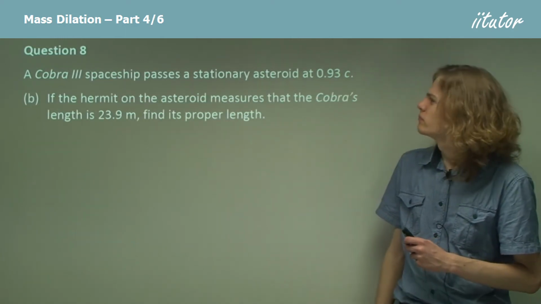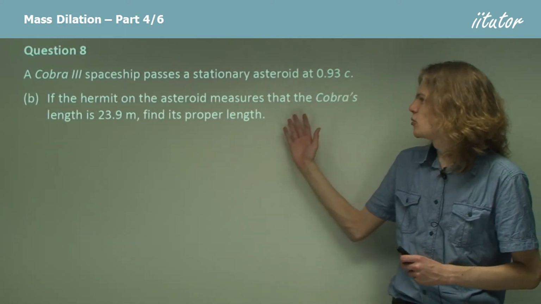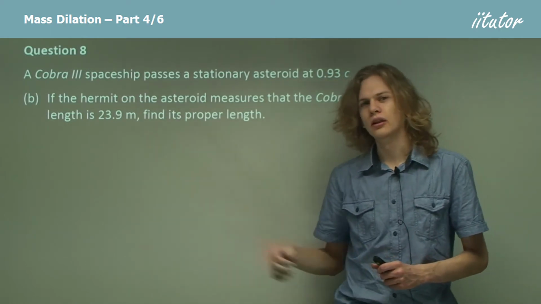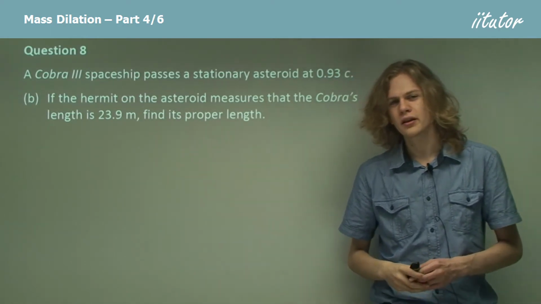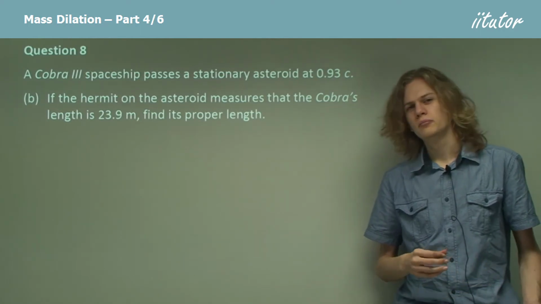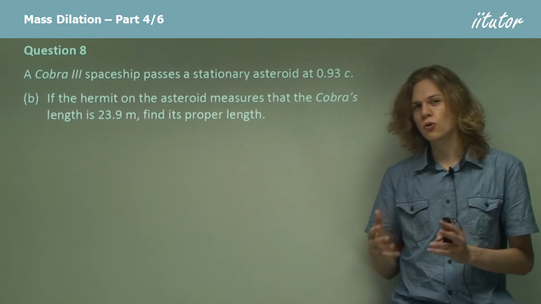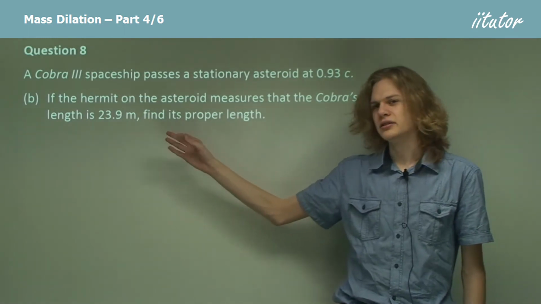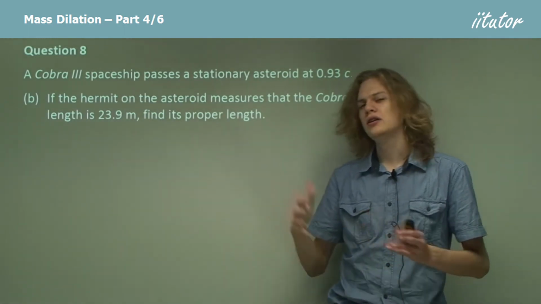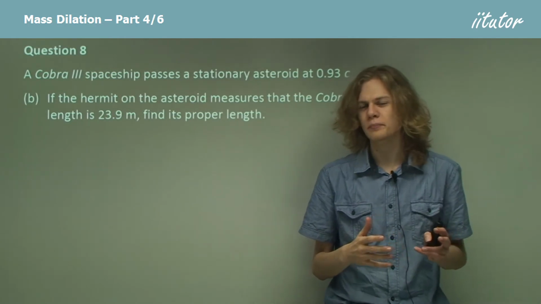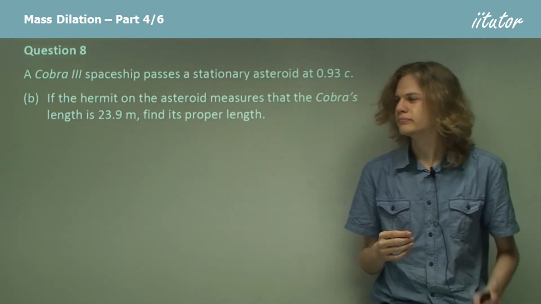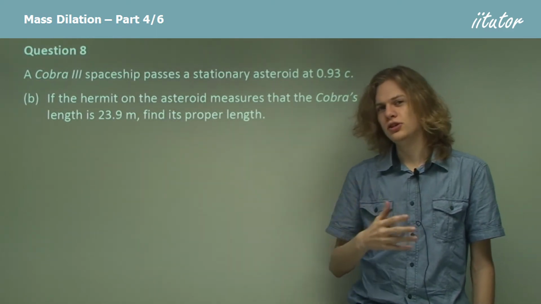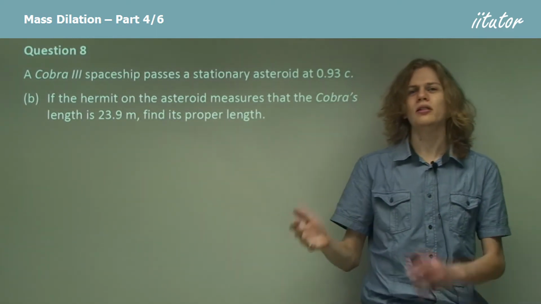Part B. If the rock Hermit measures that the Cobra's length is about 24 meters, find its proper length. So if the proportion that we worked on before was anything to go by, then it will be a little bit less than 3 times as long in its rest frame, right? So given that 3 times 24 is 72, we're expecting an answer that's a bit less than 72.